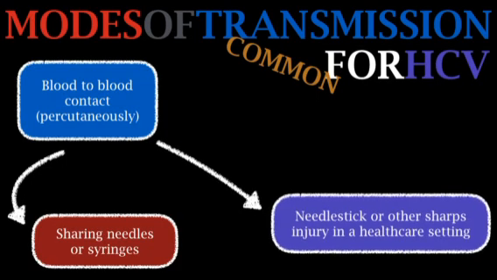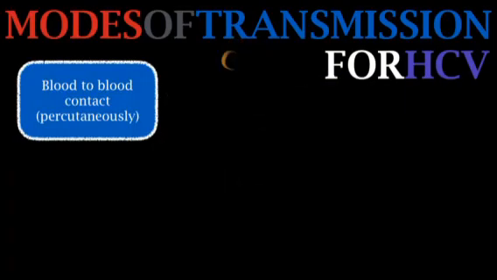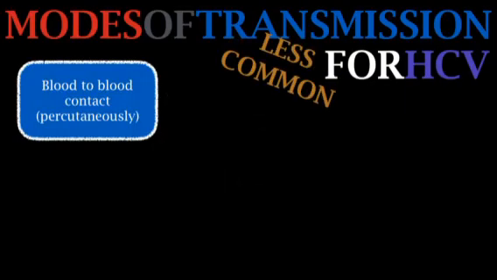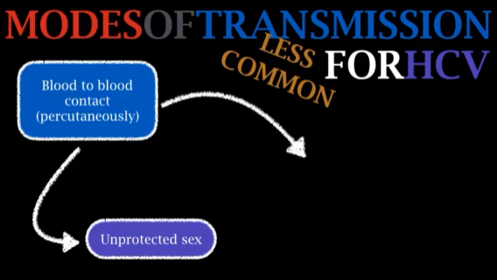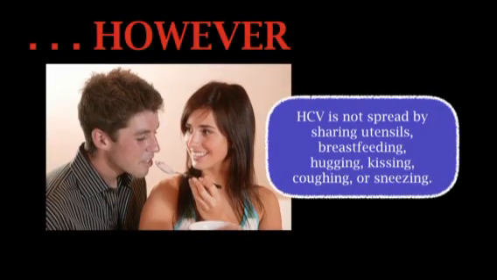Needle stick or other sharps injury in a healthcare setting. Children born to an HCV positive mother. Before 1992, when widespread screening began on blood products, HCV was commonly spread through blood transfusions or organ transplantation. Less common modes of transmission of HCV include unprotected sex and sharing personal items that may have come in contact with an infected person's blood. HCV is not spread by sharing eating utensils, breastfeeding, hugging, kissing, coughing, or sneezing.